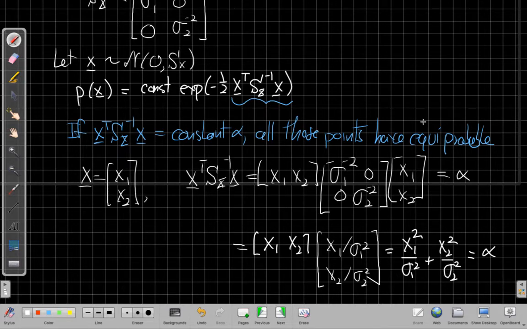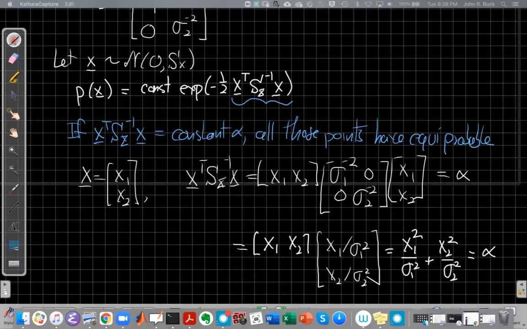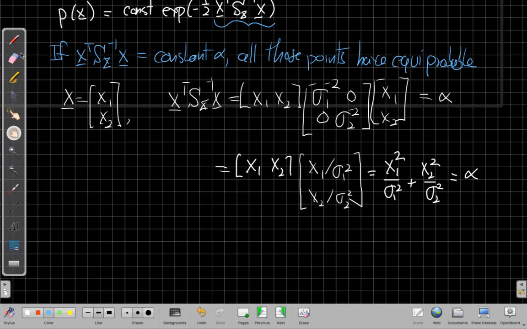So pause the video, dig into the vault of your geometry memory and see if you can come up with it. That's right, the answer is an ellipse. These take the form of an ellipse, where the major and minor axes are sigma 1 and sigma 2, depending on which one is bigger. Those tell us the lengths of the ellipse with axes sigma 1 and sigma 2.